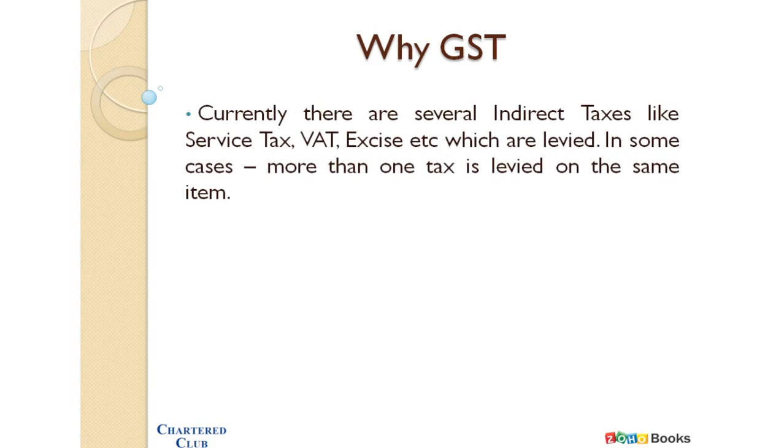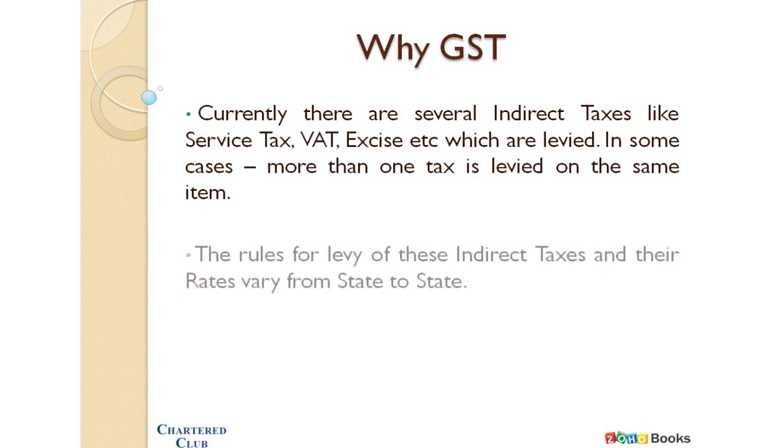So currently what happens is that there are several indirect taxes like service tax, VAT, excise, etc. which are levied. In fact, in some cases, it happens that there is more than one tax which is being levied on the same item. Take the case of, say, restaurants. When you go to eat in a restaurant, both service tax as well as VAT is levied. Whereas on one item, there should only be one tax which is being levied. When there are two taxes being levied, it is not always the right concept. So to replace these multiple taxes, the government is planning to introduce GST.